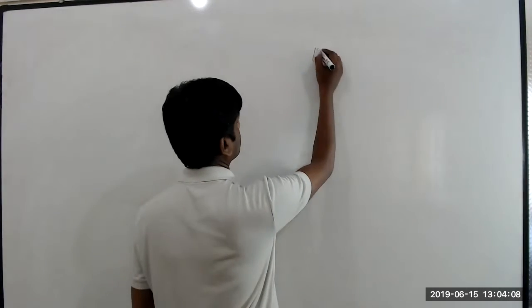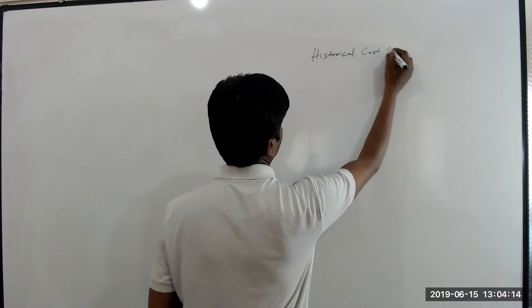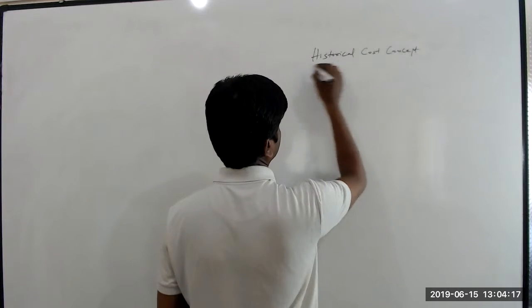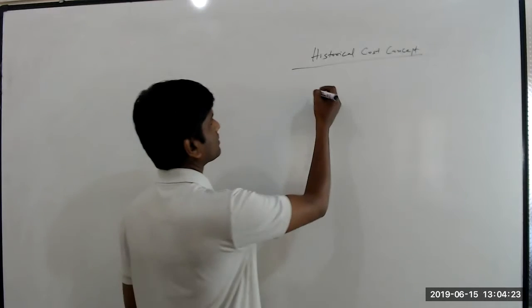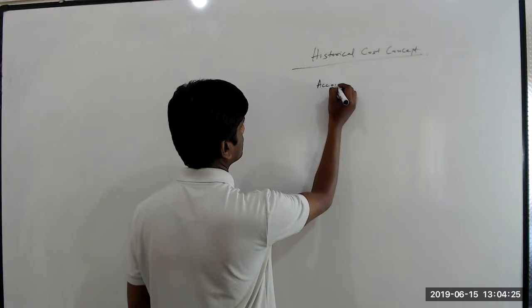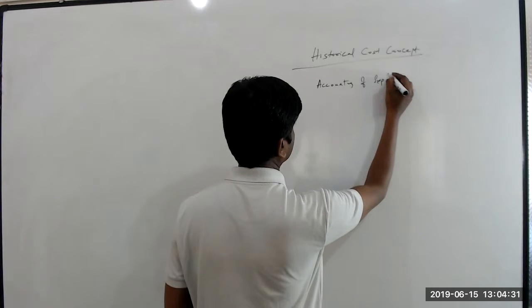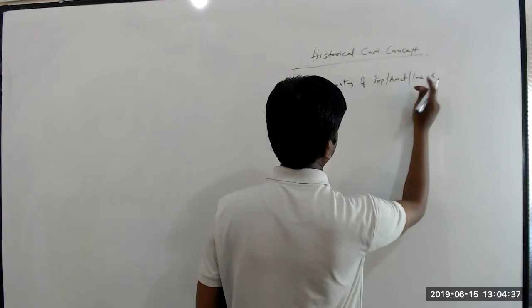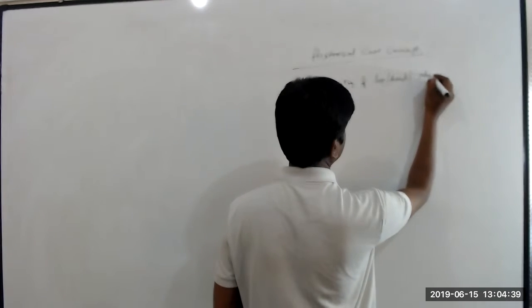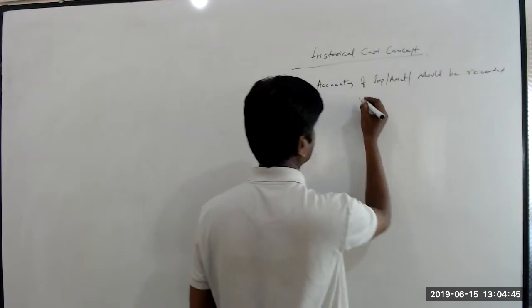So let us now try to understand one more concept, which is the historical cost concept. As the name suggests, it is somewhat self-explanatory. It says that the accounting of expenses, assets, and income should be recorded at historical value.